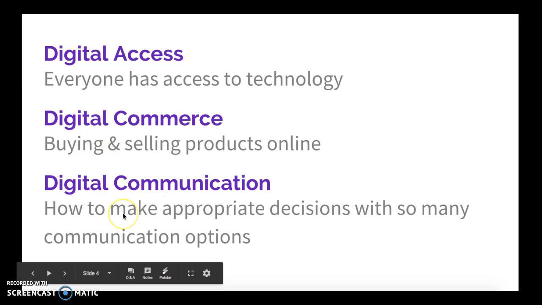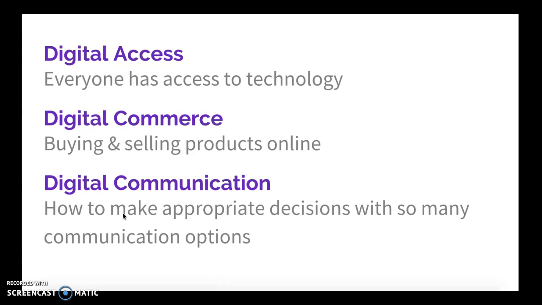The third stage is digital communication. There are so many modes of communication like email, texting, and messaging that it's important for students to be taught how to exchange electronic information appropriately.